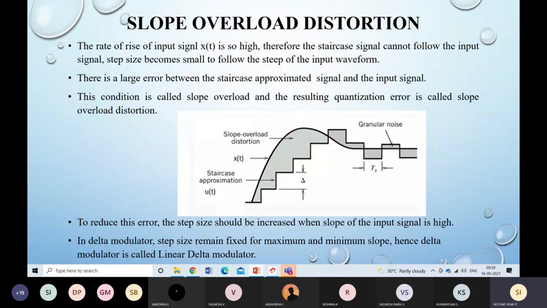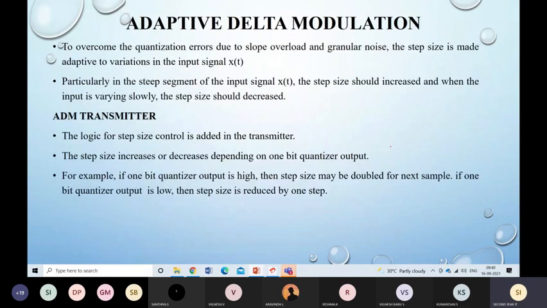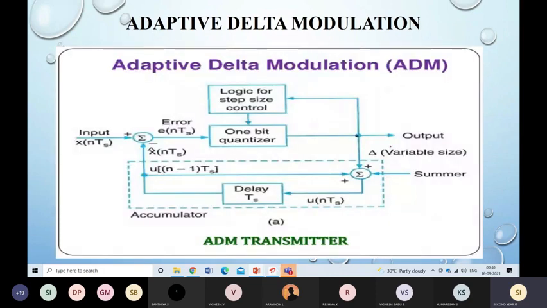So what should we do? When the input signal is small, you have to reduce the step size. For that only we are going for adaptive delta modulation. Adaptive means you are going to adapt to the input signal. As the input signal varies, you are going to vary your output to adapt to it. That is adaptive delta modulation.